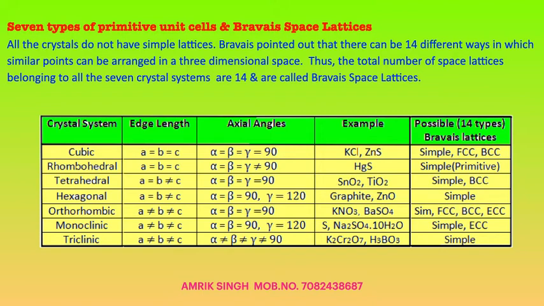Now there is only one crystal system, that is orthorhombic, having all four types of unit cell: simple, FCC, BCC, and end-centered. This is an important question: name the crystal system which has all the four types of unit cells.